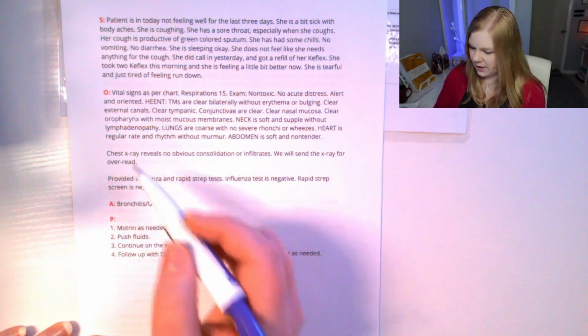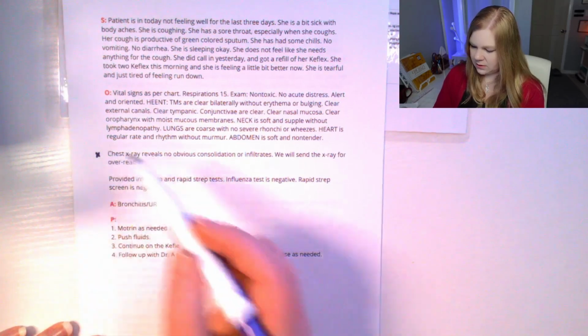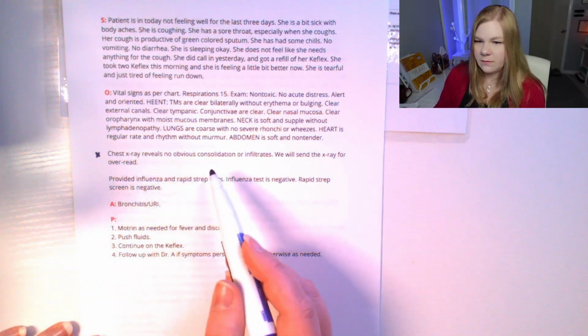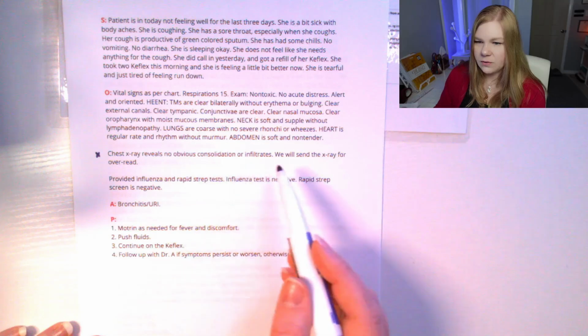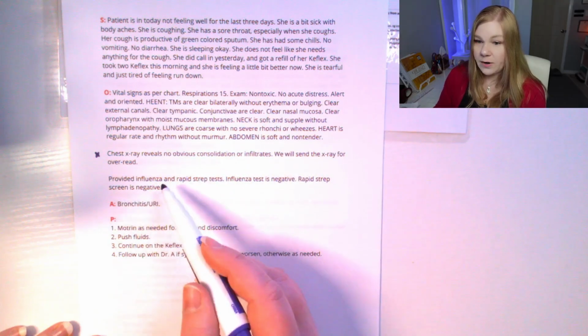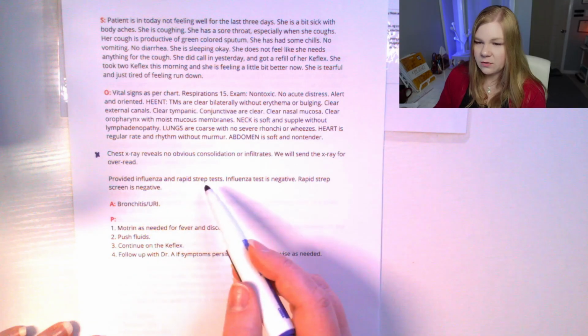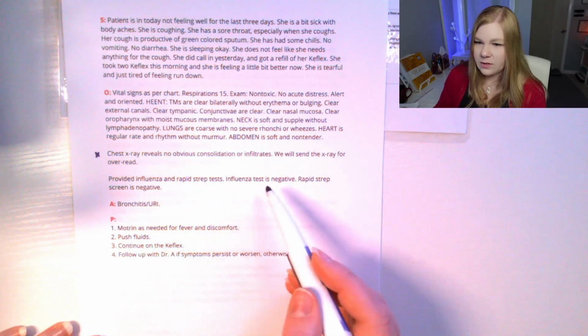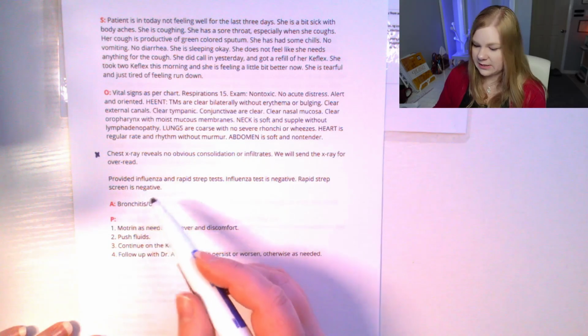Chest x-ray. So they looked at a chest x-ray. I want to take a look at that. It reveals no obvious consolidation or infiltrates. We will send the x-ray for overread. Provided influenza and rapid strep test. So those are the point of care tests. Influenza test is negative. Rapid strep screen is negative.